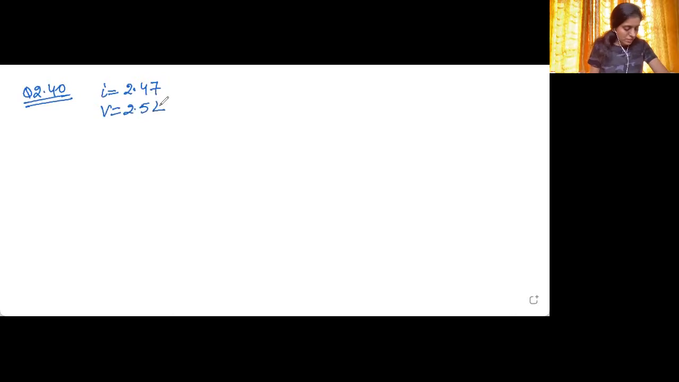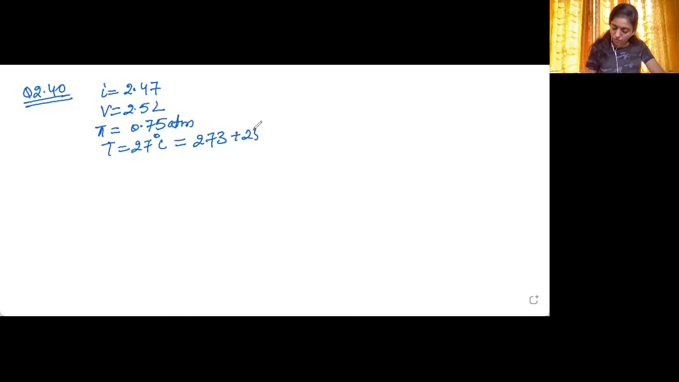Okay, such that its osmotic pressure pi has been given to be equal to 0.75 atmosphere. Temperature has been given to be equal to 27 degrees C. And whenever we use the temperature in any numericals, we need to first convert it into Kelvin. 273 plus 27, so it will be 300 Kelvin.